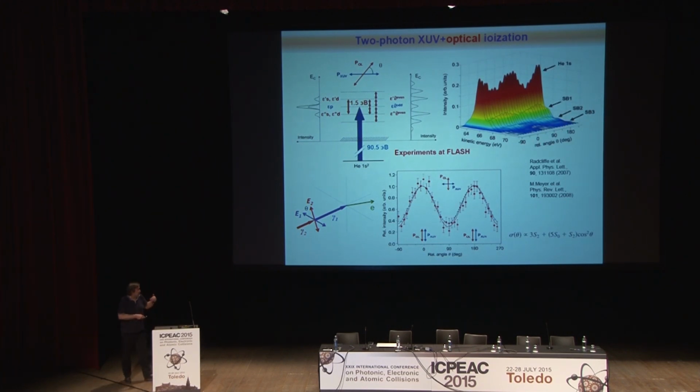Such experiments have been done already, but not at such high energies. These experiments were done at FLASH rather long ago by the group of Michael Meyer, with helium, 90.5 eV. This is X-FEL radiation, and this is optical radiation. You see the sidebands appear, and you can change the mutual polarization of these beams, which is very important, in fact. And there were some theoretical calculations, of course, within the dipole approximation. So these experiments can be done.